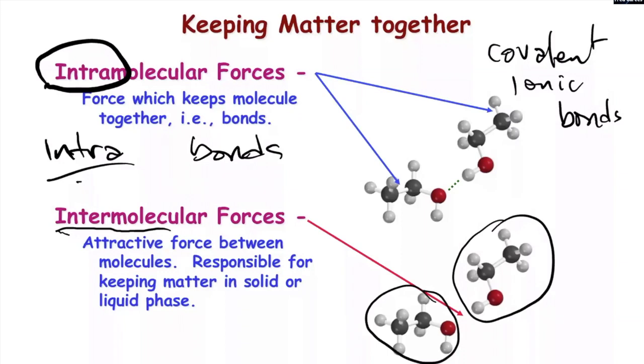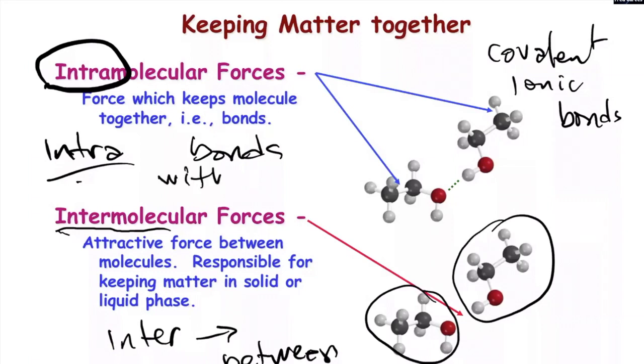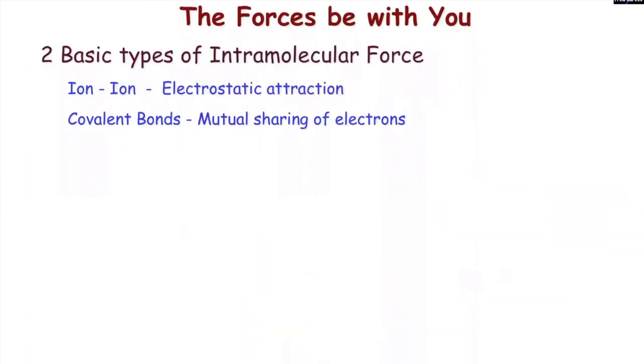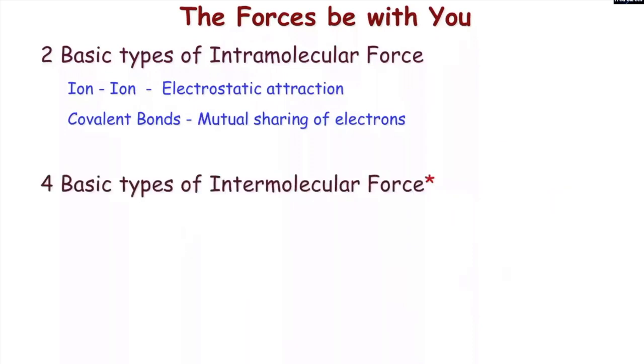Okay? They're between, just like we have an interstate highway that goes between states. Well, intermolecular is between chemicals. Intra is within. So there's a difference there. So the two types of intramolecular force, like I said, are ionic bonds and covalent. There are four types of intermolecular force. This is the different layers of glue that I talked to you guys about.